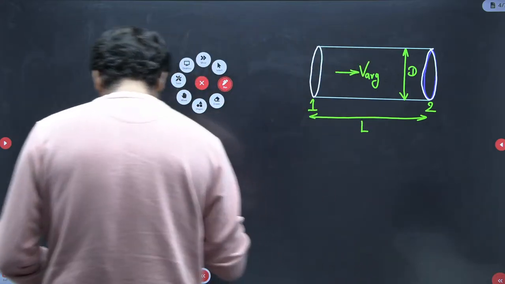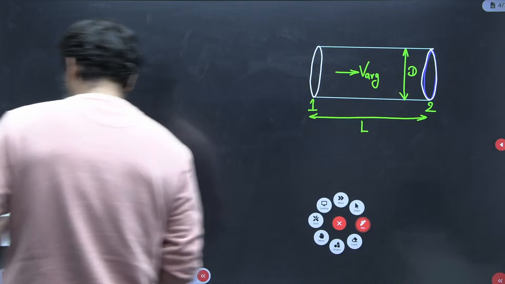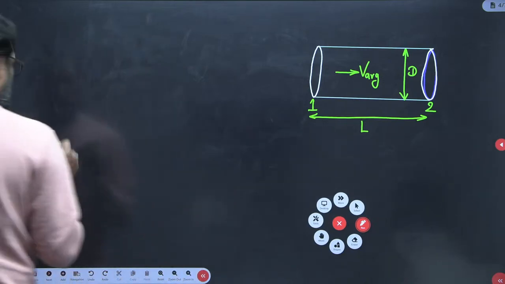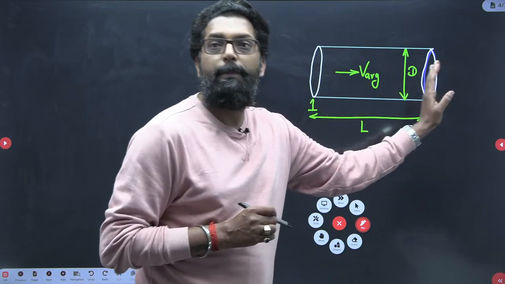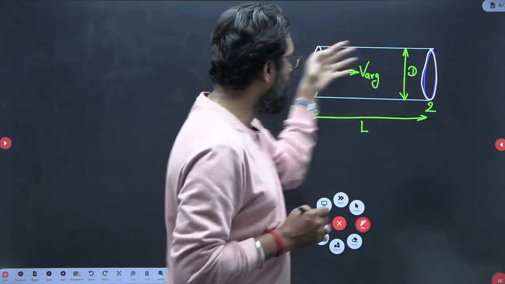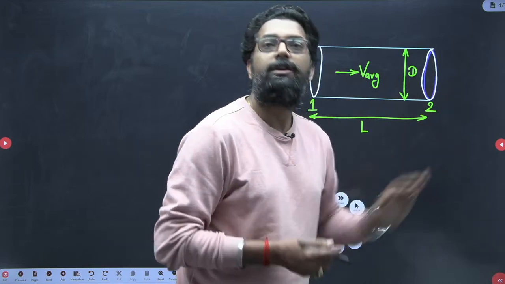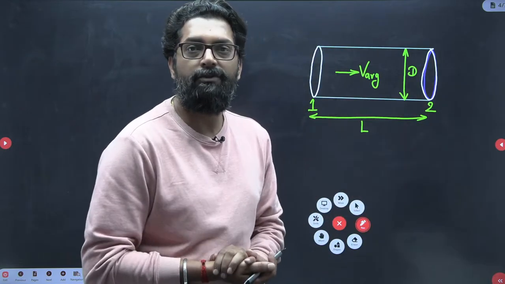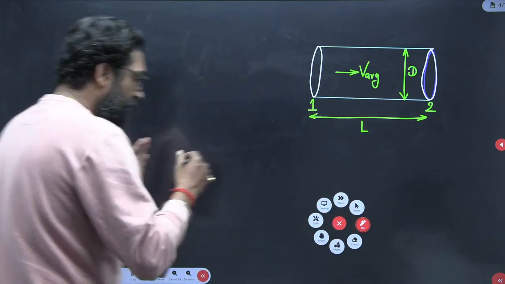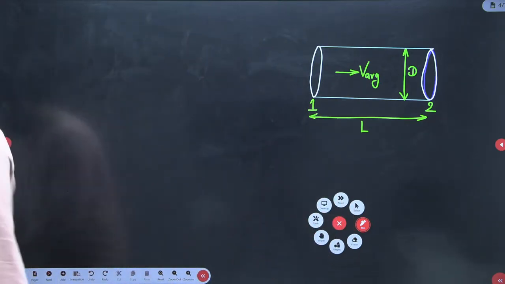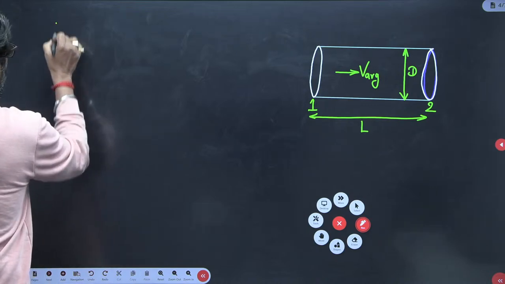During the fluid flow, the pressure will drop. During the fluid flowing from section 1 to section 2, the pressure will drop. Who is the responsible fellow to drop the pressure? Viscosity. So there must be a drop in pressure. That means pressure drop, we already discussed pressure drop.